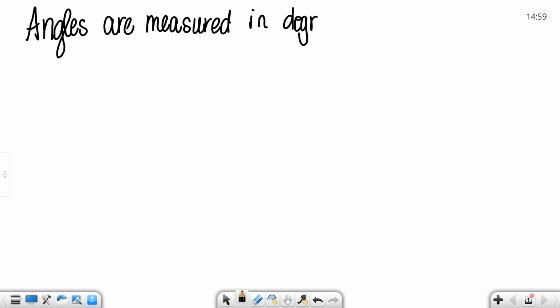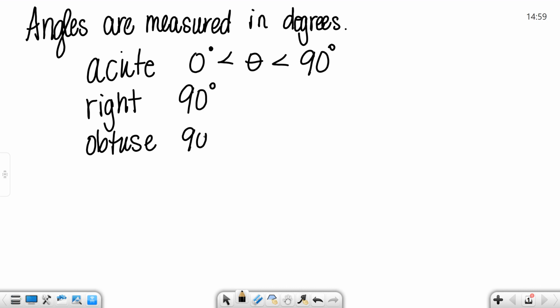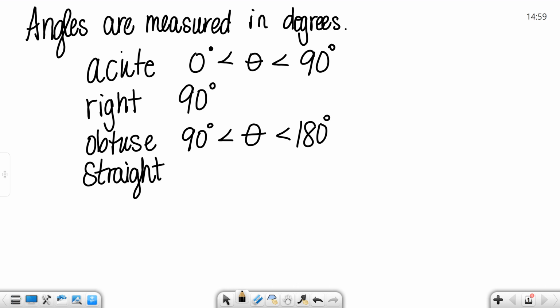If I have an angle that is considered to be acute, then it's between 0 degrees and 90 degrees. That would be an acute angle. A right angle is equal to exactly 90 degrees. Obtuse would be an angle that's between 90 and 180. And then you may not recall this one: a straight angle is exactly 180 degrees. Just remembering those words and being able to identify them based on the measure of the angle.